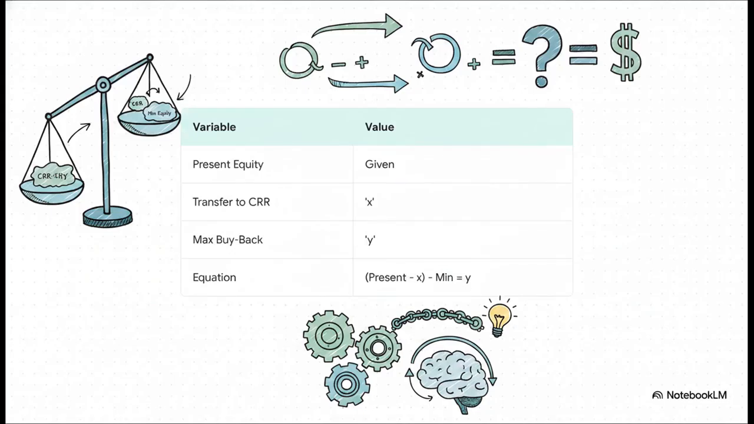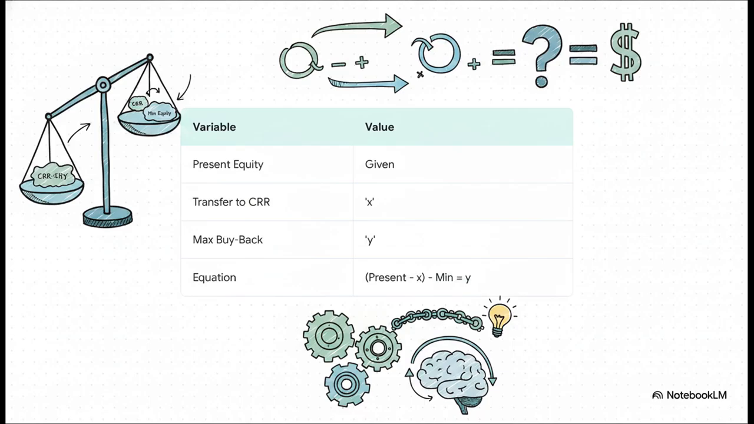Which brings us to Part 3, solving a buyback case. This is usually where the hardest math sneaks up on you. When you're calculating the maximum equity to be bought back under the debt-equity test, you're frequently going to need this simultaneous equation method. Basically, you're trying to balance the capital redemption reserve, or CRR, transfer. Think of it like a giant puzzle. You take your present equity, subtract X, which is the nominal value transferred to the CRR, and then subtract the minimum equity required to maintain that 2-to-1 ratio. What's left is Y, the maximum permitted buyback amount.